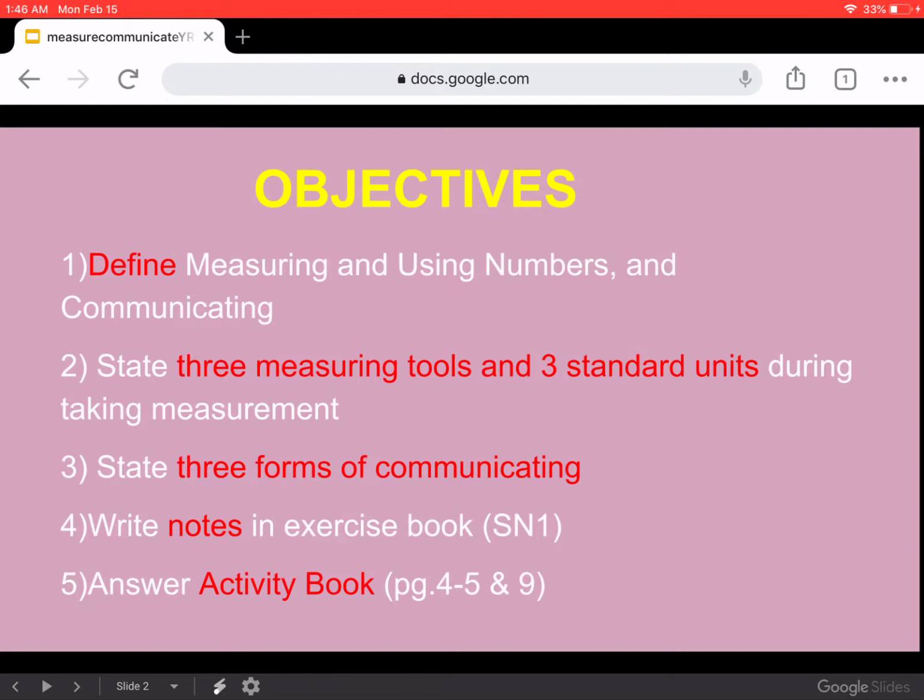So for all of these 3 tasks, you have to write the notes in the exercise book SN1. And then you have to answer the activity book pages 4 to 5 for the topic measuring and using numbers, and also activity book page 9 to answer about the topic communicating.